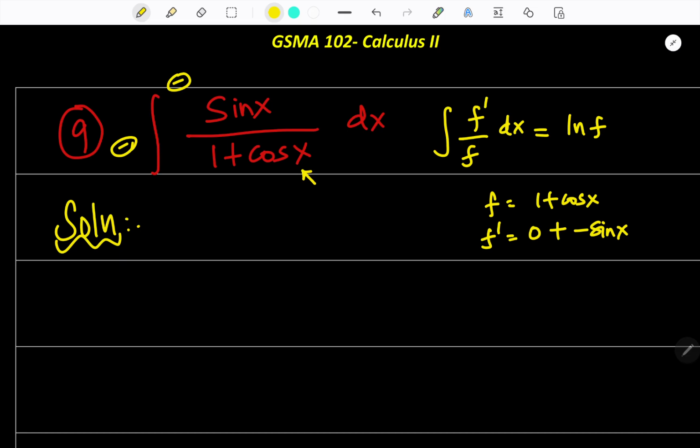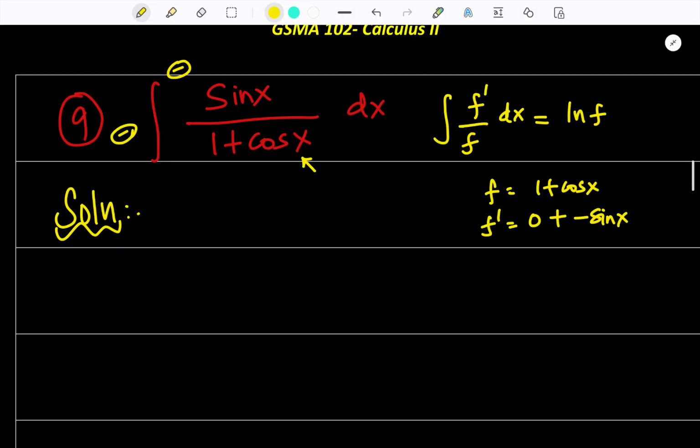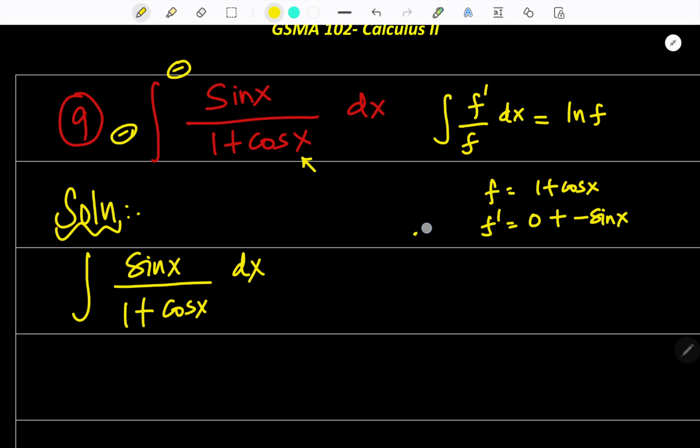I'll teach you both methods, and whichever method is comfortable for you, you can take it. What is the second method, teacher? The second method is the substitution method. Okay, right. So let's go to the solution. This is the integral of sine x divided by 1 plus cosine x dx. If I use this formula, there should be a minus on the top. So I multiply by minus and divide by minus. Nothing is going to happen, right?